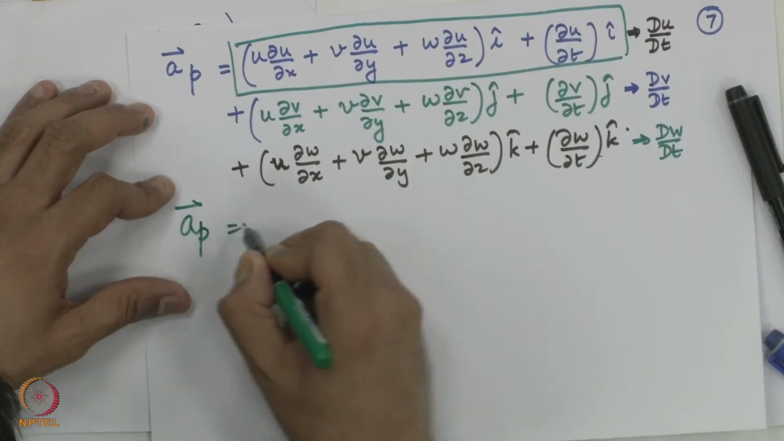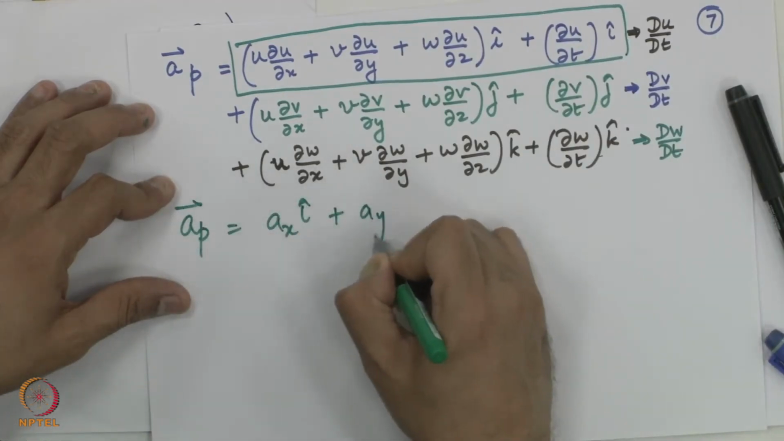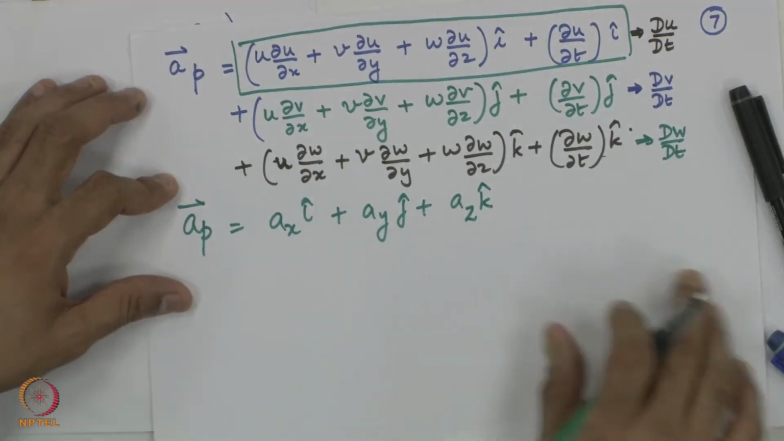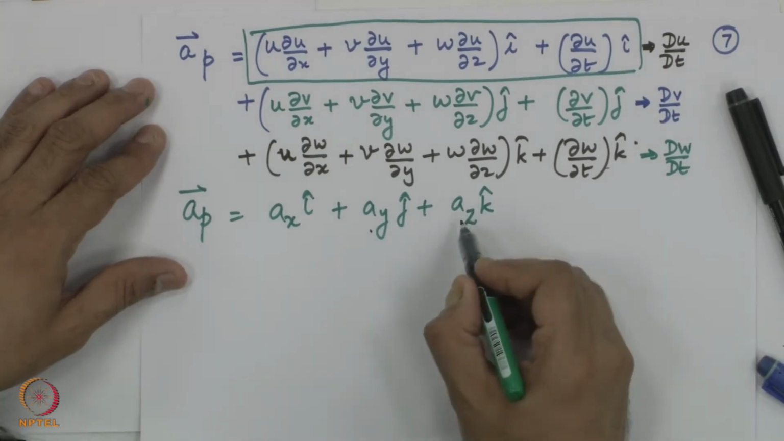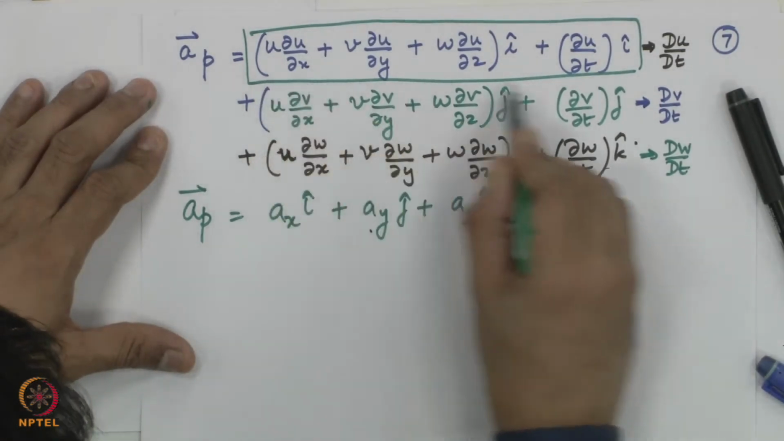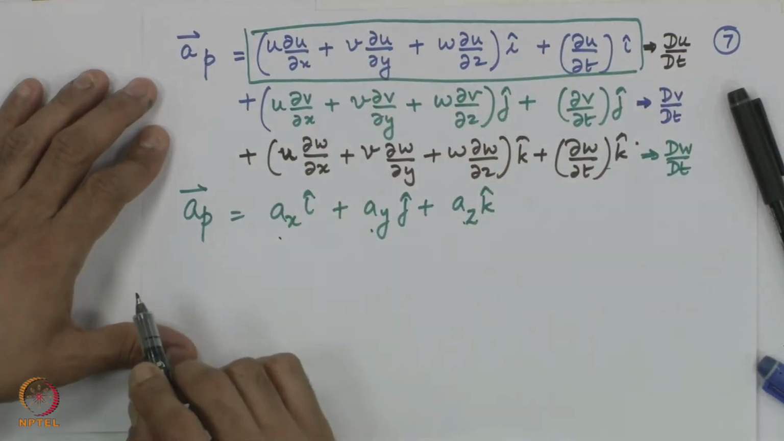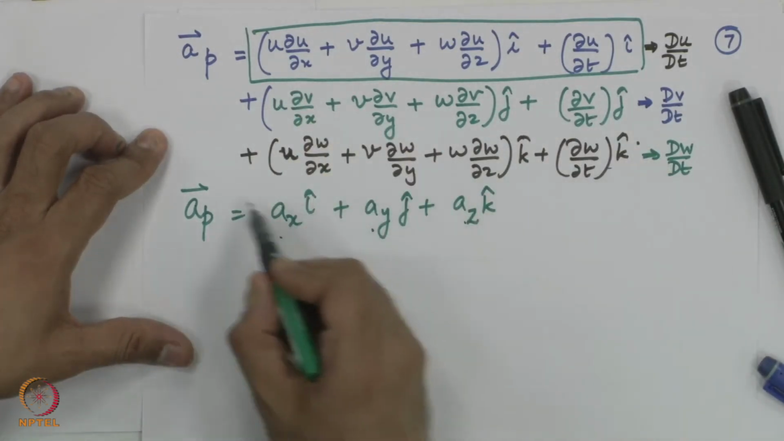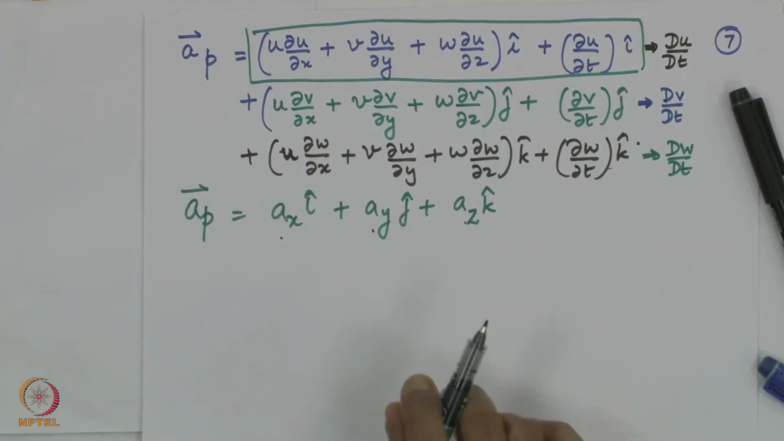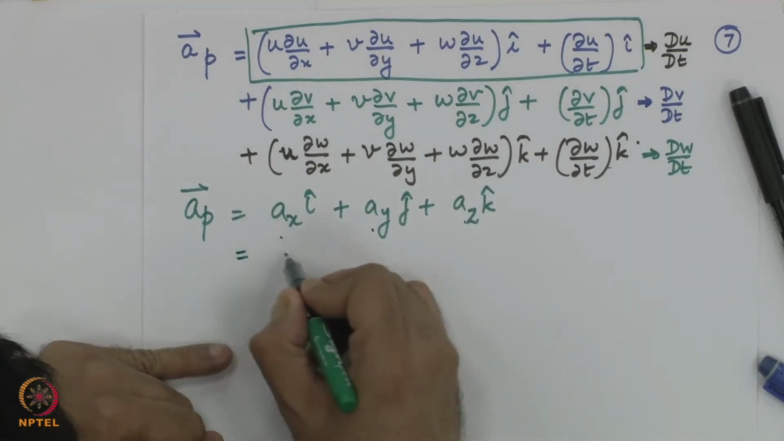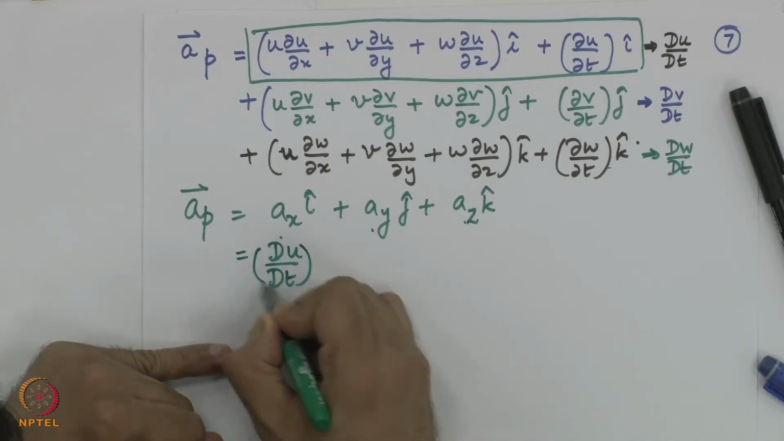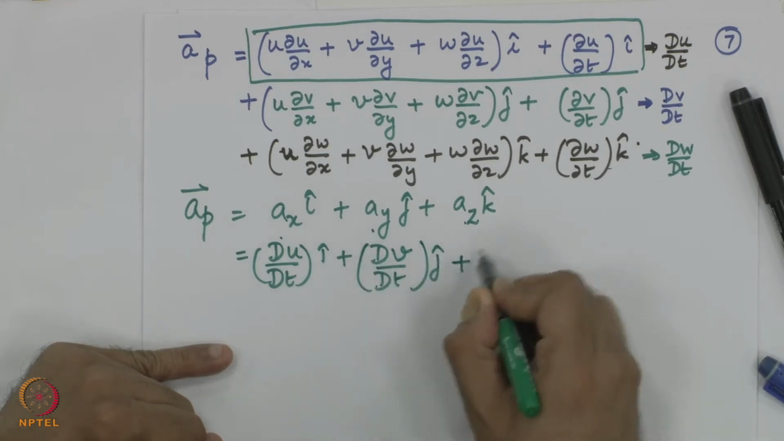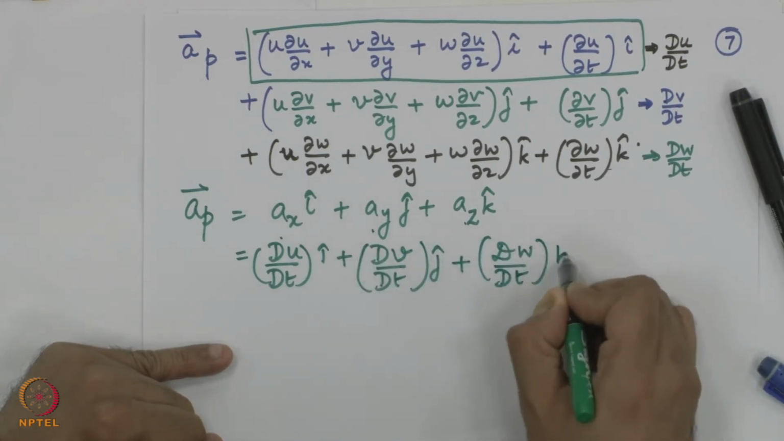A sub p is ax i cap plus ay j cap plus az k cap. X component of the acceleration, y component of the acceleration, z component of the acceleration. Anything with i cap is grouped together, that is the x component of the acceleration. Anything with j cap is the y component of the acceleration. Anything with k cap is the z component of the acceleration. Remember, this is written now as du by dt i cap, dv by dt j cap plus dw by dt k cap.